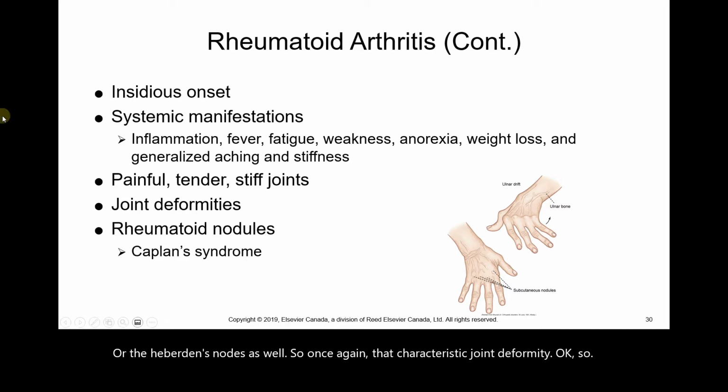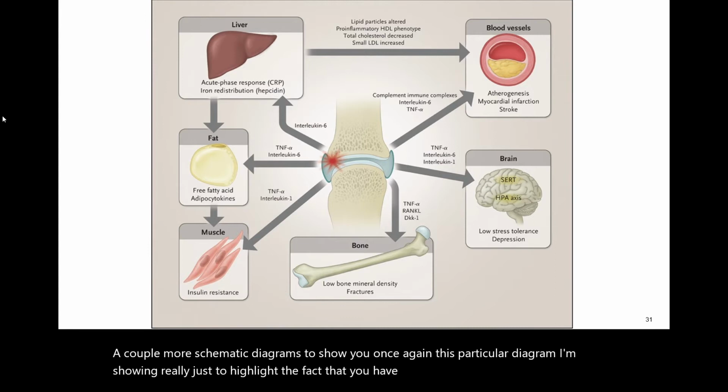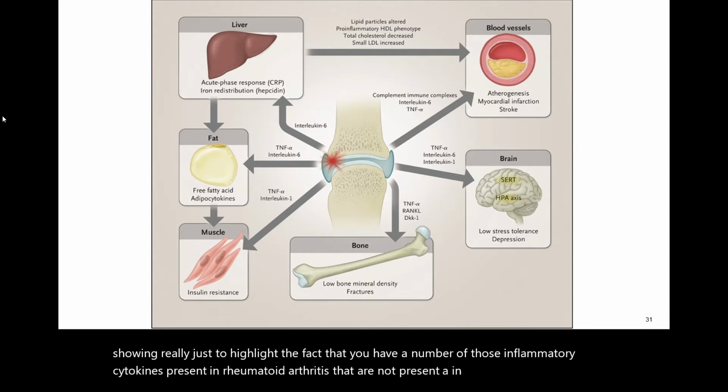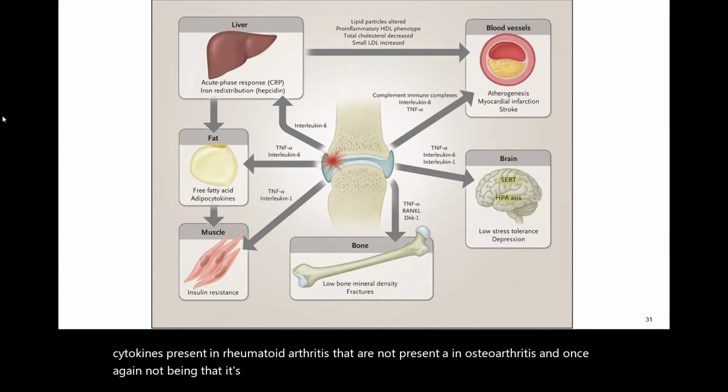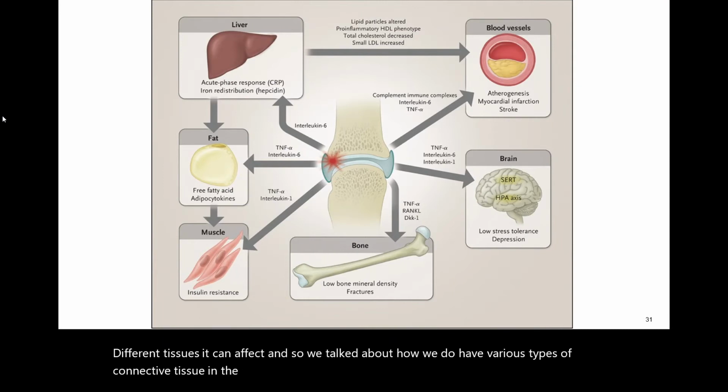Okay, so a couple more schematic diagrams to show you. Once again, this particular diagram I'm showing really just to highlight the fact that you have a number of those inflammatory cytokines present in rheumatoid arthritis that are not present in osteoarthritis. And once again, that being that it's an inflammatory autoimmune condition. I show this diagram specifically, though, so that you can see just how many different tissues it can affect. And so we talked about how we do have various types of connective tissue in the body, and that in rheumatoid arthritis, those tissues can be affected. And therefore, once again, it's a systemic disease.